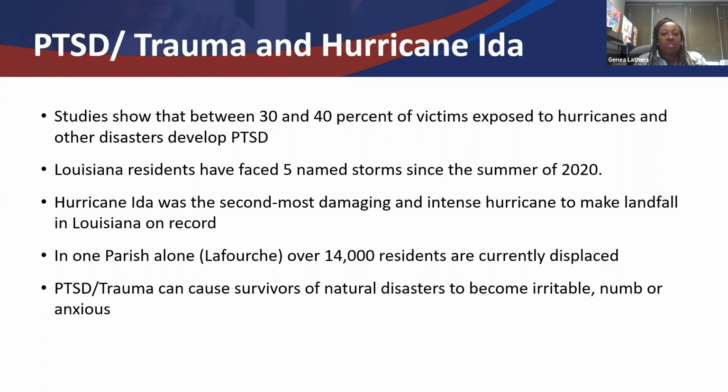Studies show that between 30 and 40% of victims exposed to hurricanes and other disasters develop PTSD. And unfortunately for Louisiana residents, we've faced 5 named storms since the summer of 2020. Hurricane Ida was the second most damaging and intense hurricane to make landfall in Louisiana on record. And in one parish alone, Lafourche, in the lower region, over 14,000 residents are currently displaced.